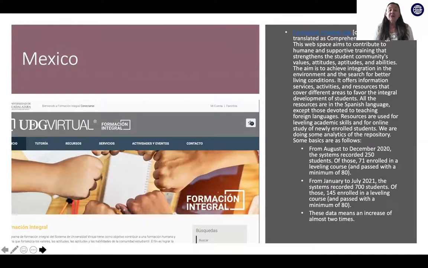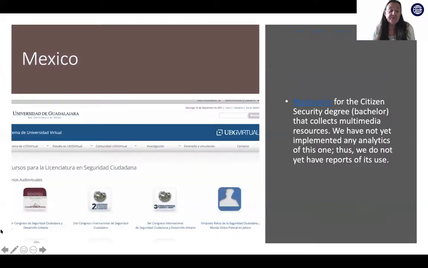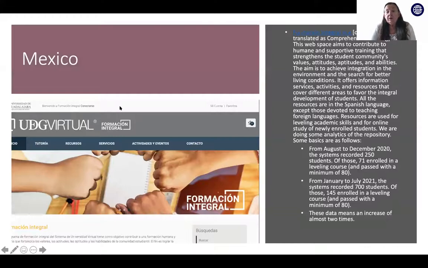I have some examples from Mexico, what they are doing. They have a comprehensive platform which aims to contribute to human and supportive training that strengthens the students' communities, values, attitudes, aptitudes, and abilities, and to achieve integration with the environment to search for better living conditions. It is in Spanish at the moment, but maybe it will be translated to English as well. And the resources are used for leveling academic skills and for online study of newly enrolled students. And they are doing some analytics about this repository.